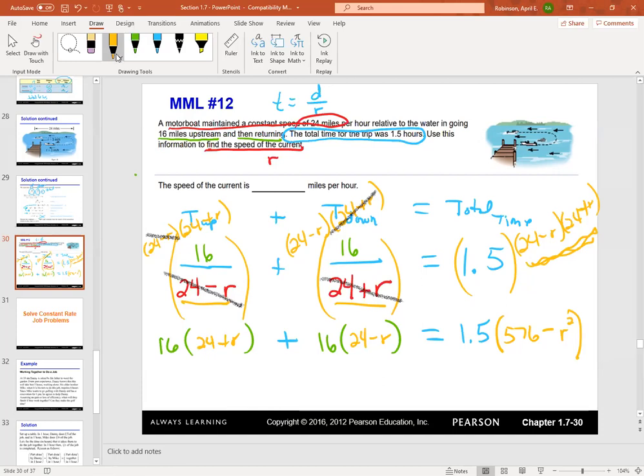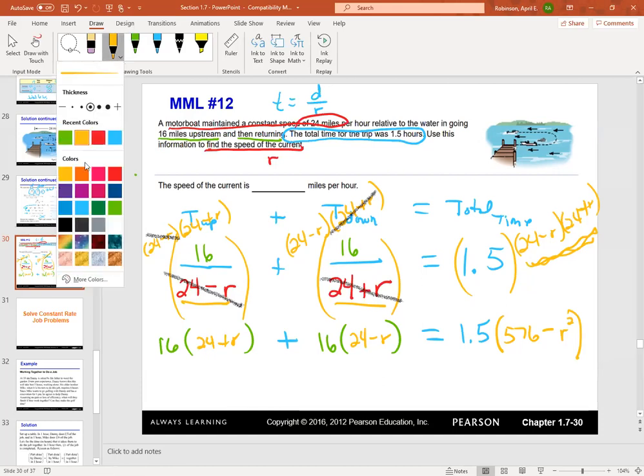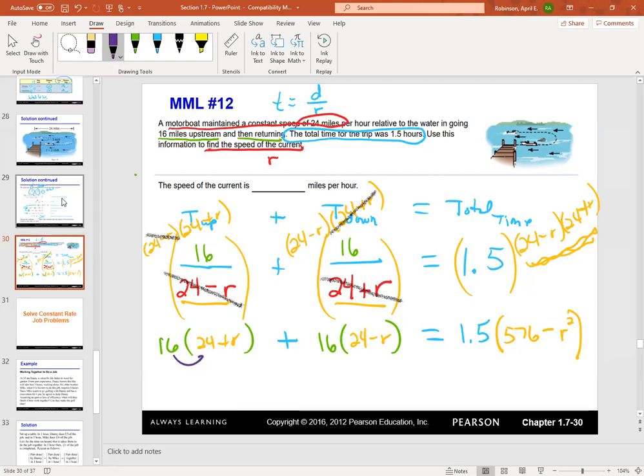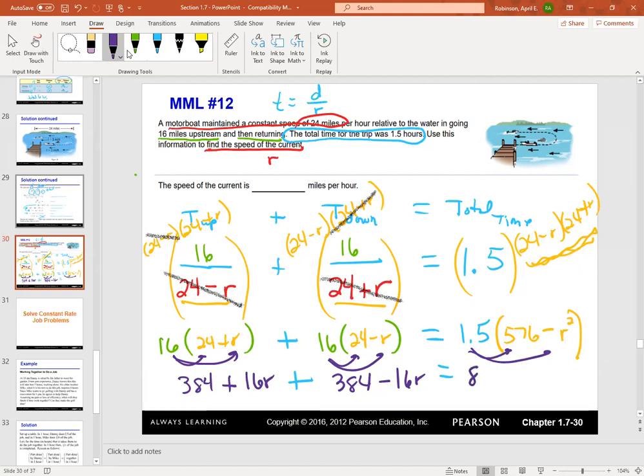Okay, so I'm going to distribute the 16 here. That's going to be 384 plus 16r, plus, I'll distribute this 16. That's going to be 384 minus 16r. And I'll distribute the 1.5 on this side. And that's going to be 864 minus 1.5 r squared.